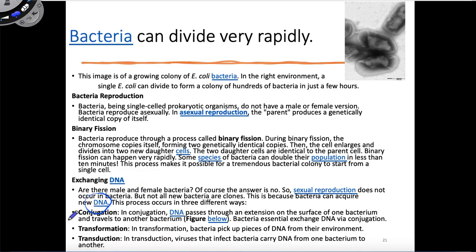One is conjugation. That means DNA passes through an extension of the surface of the bacteria, and this is usually through an elongated pili. Or transformation. This is where bacteria picks up pieces of DNA from the environment. Or transduction, where viruses that infect bacteria carry DNA from one bacteria to another. So a bacterial DNA can be exchanged with another type of bacterial DNA, and that could lead to differences in the type of DNA within the bacteria.